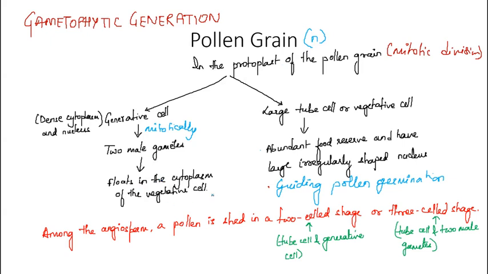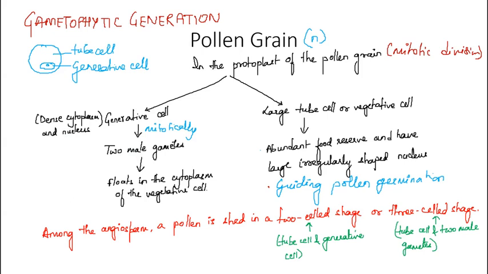I will show you the picture in the next slide. This is the tube cell, which is the vegetative cell, and inside the tube cell there is the generative cell. Inside the cytoplasm of the tube cell, there is a generative cell which floats. Remember, generative cells will produce male gametes. They have dense cytoplasm and nucleus.